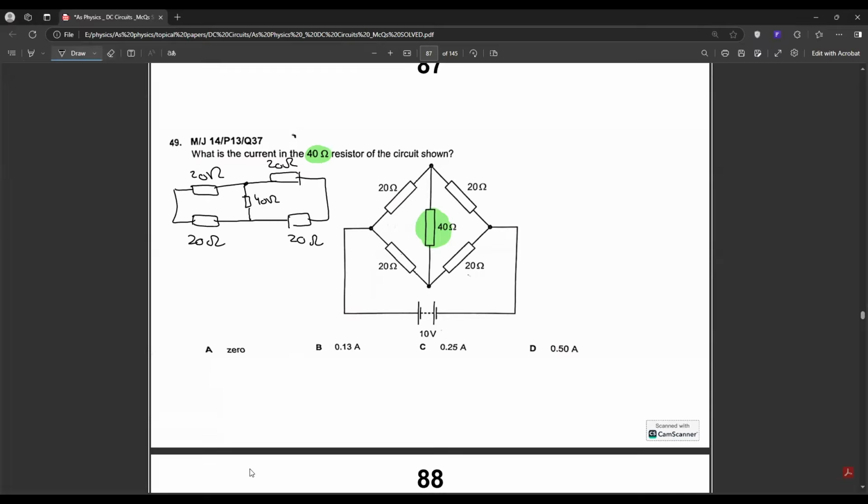Can you realize the ratio of this 20 ohm and 20 ohm is equal to the ratio of this 20 ohm and 20 ohm? So this is basically a null point. The current across the 40 ohm resistor is 0. A is your answer. Simple as that.